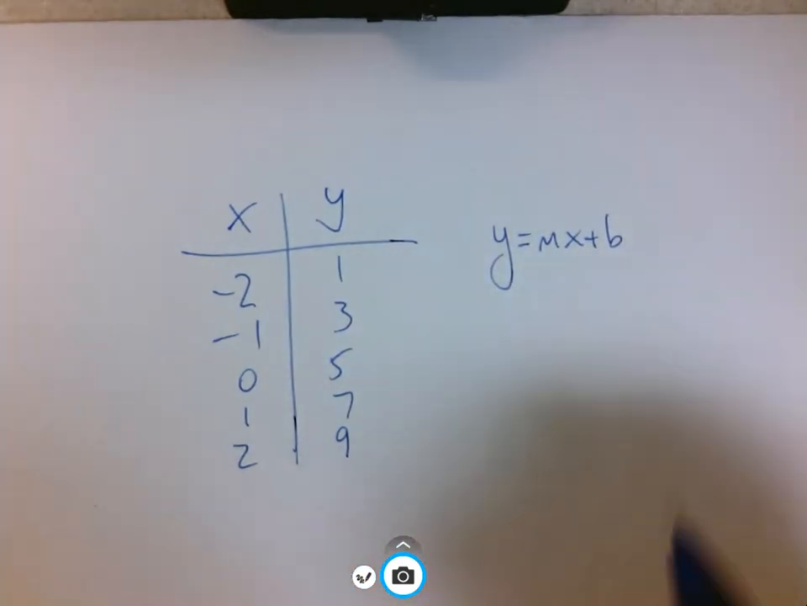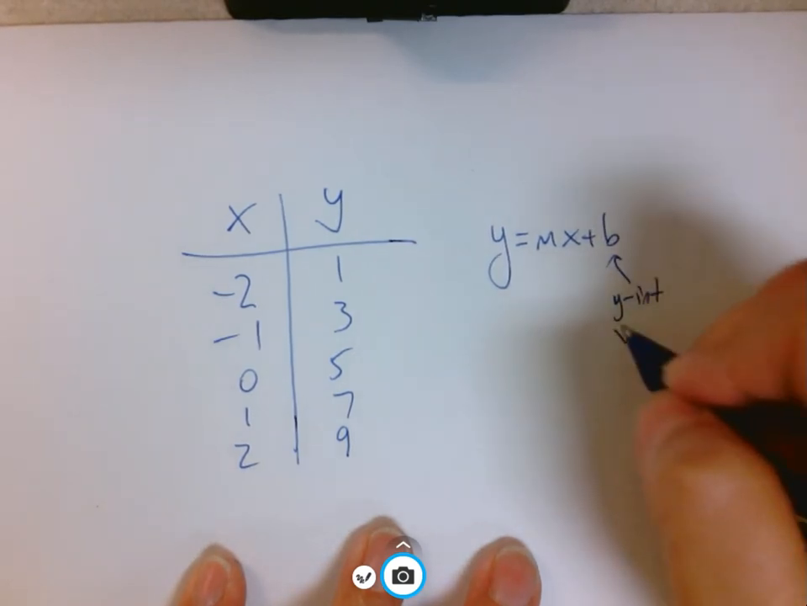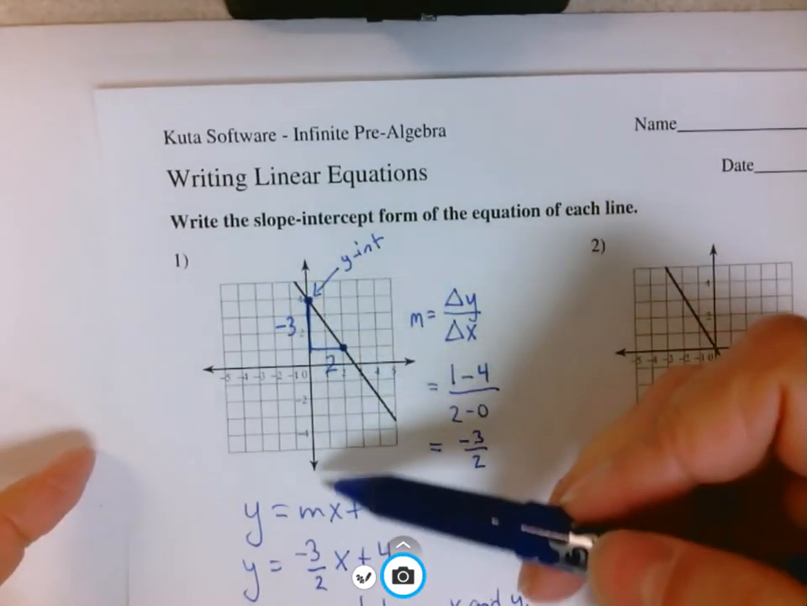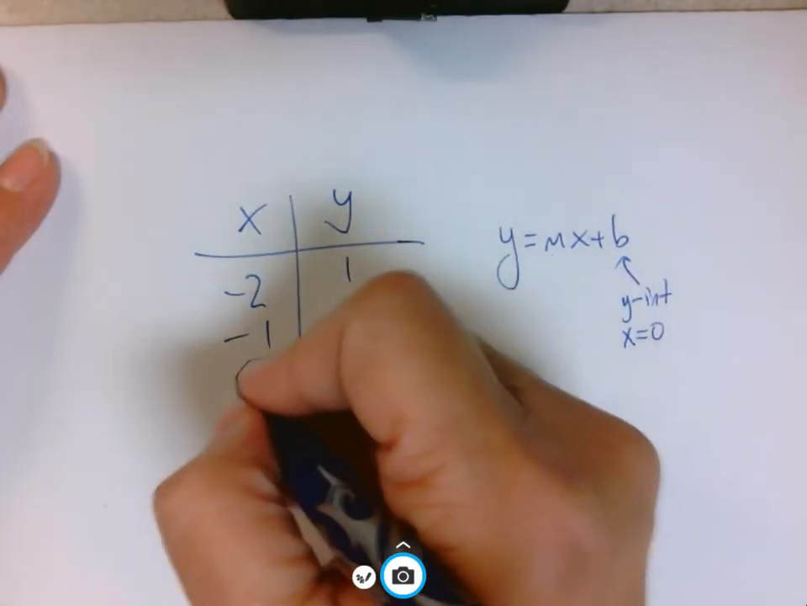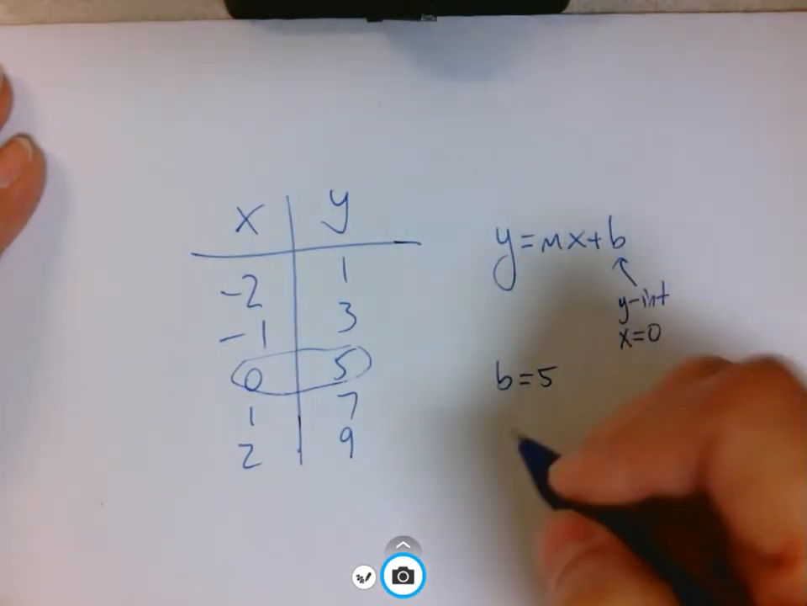The b is the y-intercept. Y-intercept is where x is equal to 0, right? Just like on the graph. The y-intercept is the point on the y-axis. That's where x is equal to 0. So find on your table of values, here it is. So the b is equal to 5.